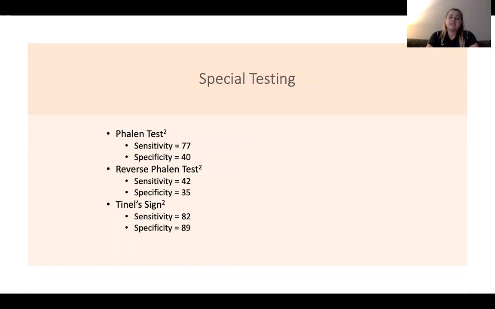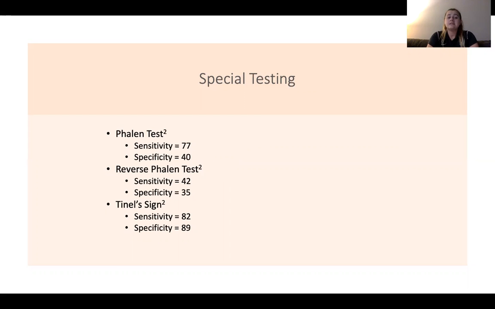So some special testing we can do for carpal tunnel are Phelan's test, sensitivity of 77, specificity of 40. So having them do Phelan's, if the test ends up being negative, it's a good way to rule out that condition. I wouldn't necessarily use it to rule it in.